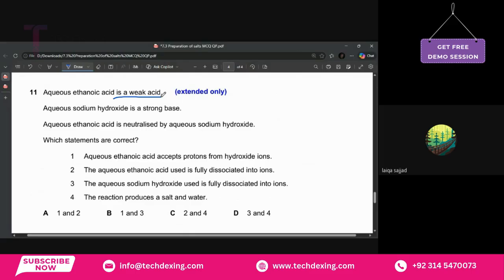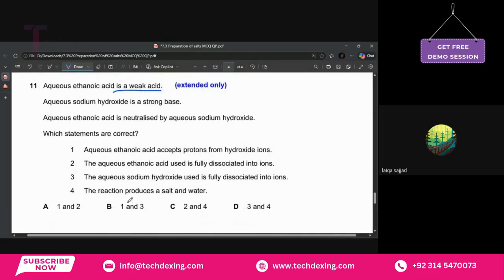Then we are given the aqueous sodium hydroxide used is fully dissociated into ions. Is it true? Yes, because it's a strong base, and strong bases fully dissociate in aqueous solutions. This is true. And the last one is the reaction produces a salt and water. This is neutralization. So which is the correct option? 3 and 4, D. Very good. It's 3 and 4.